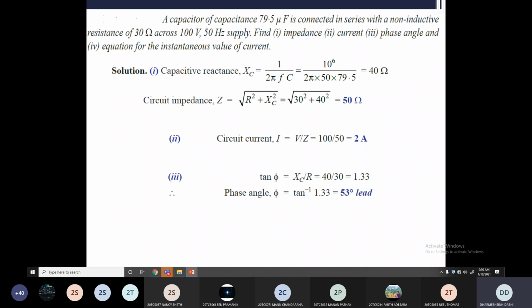If it is an inductive circuit or RL circuit, then you can write 53 degree lagging. But here current is leading. For the RC series circuit, you must write leading angle, leading phase angle. All of you calculated? Get the answer 53 degree? Yes or no?